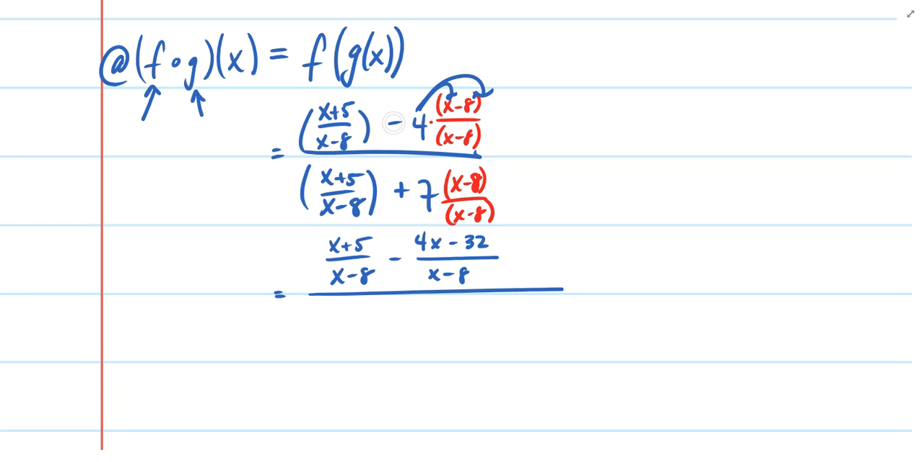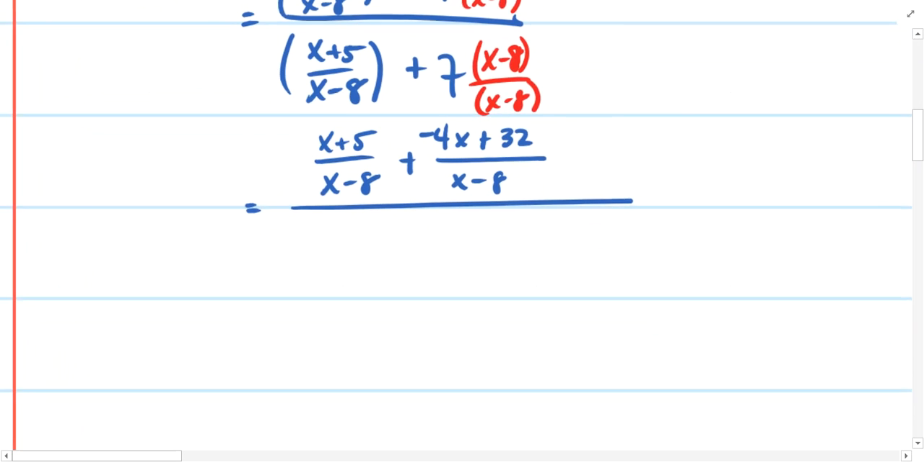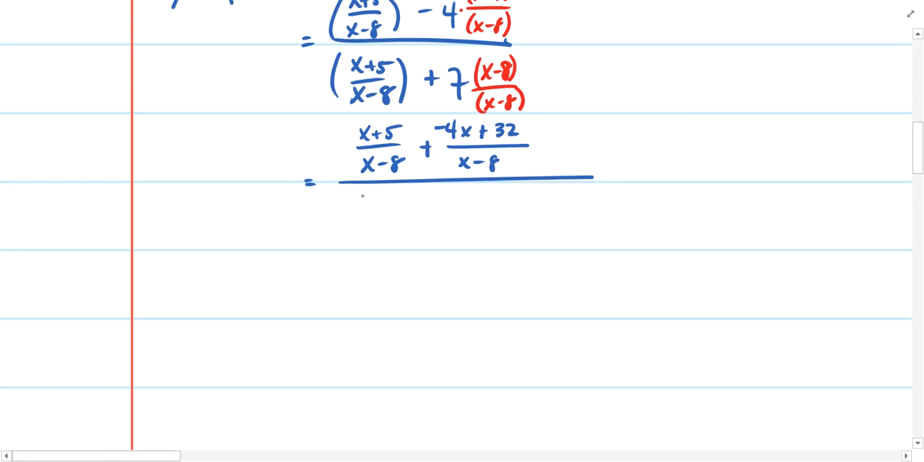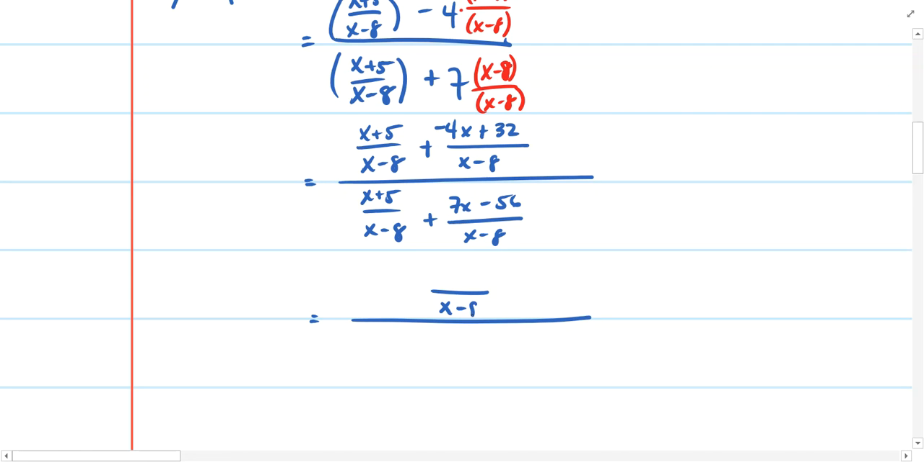Now, I personally think that it's helpful to distribute the negative sign as well. So if we had a negative 4 times x, this changes the sign to a plus here and a minus here, but a plus here as well. And that's going to make combining like terms just a little bit easier. In the denominator, we have x plus 5 over x minus 8. And to that, we will add 7x minus 56 over x minus 8. And now both the numerator and the denominator have a denominator within of x minus 8.